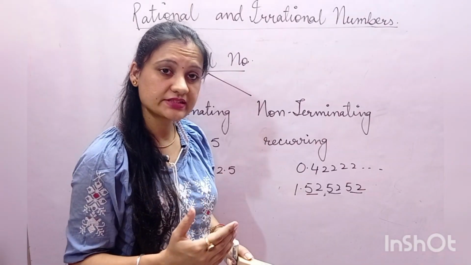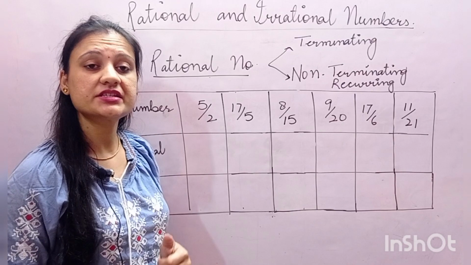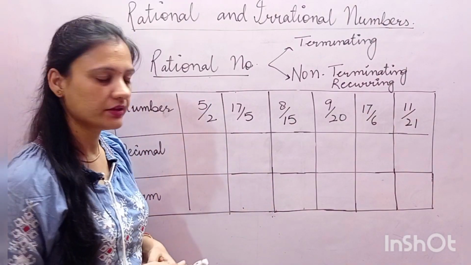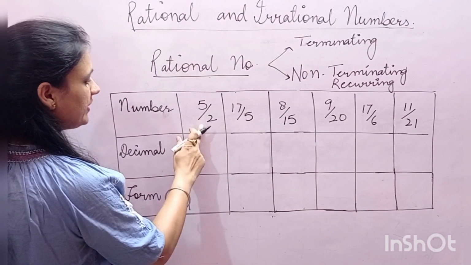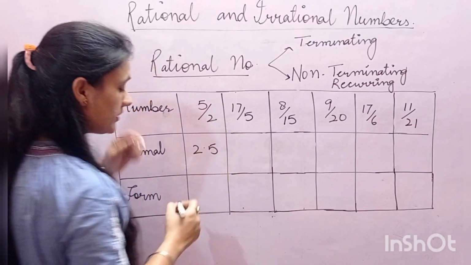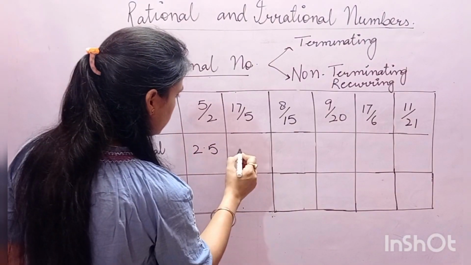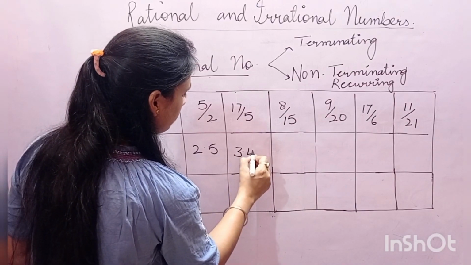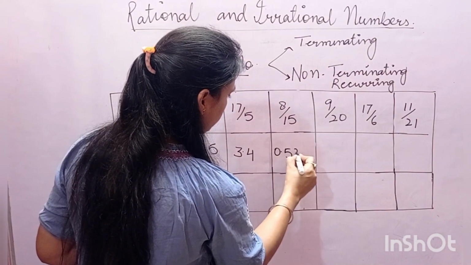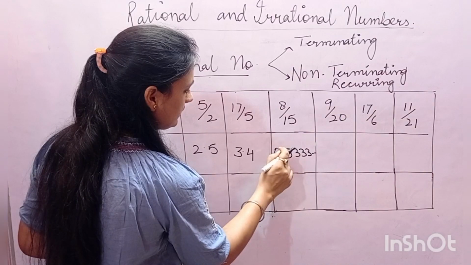I'll give you one more example. Let's understand terminating and non-terminating recurring numbers with this example. If you divide 5 by 2, you get the answer 2.5. So you can see it is a terminating number, right? Next, for 17 divided by 5, you get 3.4. Similarly, 8 divided by 15, you get 0.5333, and so on.